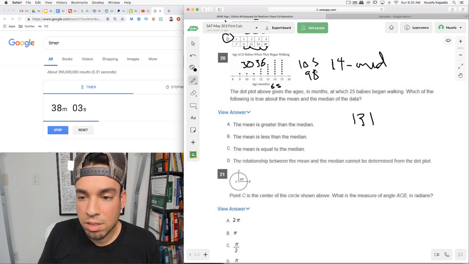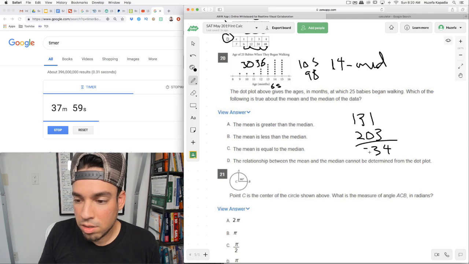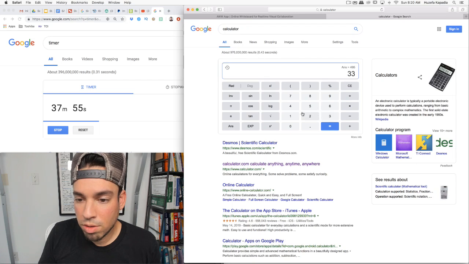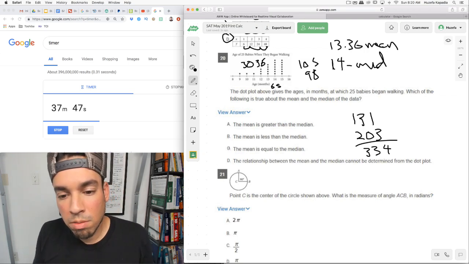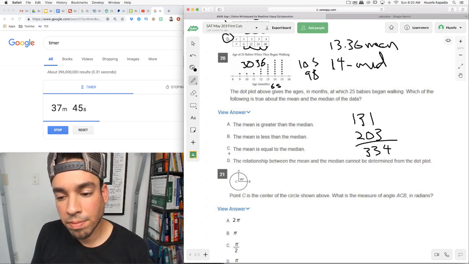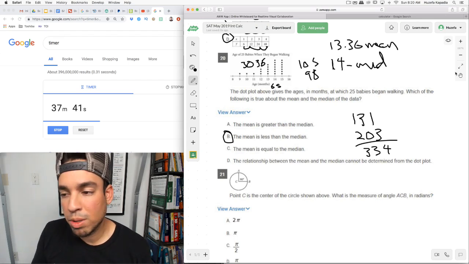131 plus 203 is 334, divided by 25. 334 divided by 25 is 13.36. All right, so the mean is smaller. That's it. Median. The mean is less than the median. Boom, done.